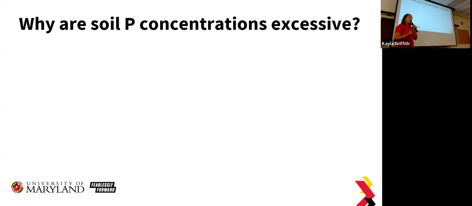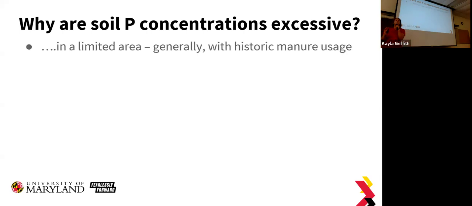Our issue here in Maryland was caused by humans. I'll say it's in a limited area. I don't want anyone to leave this room with the feeling that everywhere in the state has really high P and we're just leaking it everywhere, because that's not truly the case. We've got limited parts of the state where high soil P and the associated risk of losing phosphorus is a problem, but it's not generally widespread. It's not everywhere.